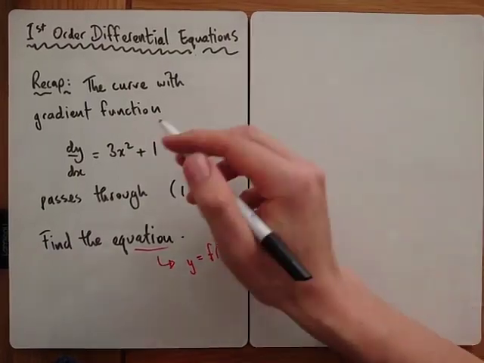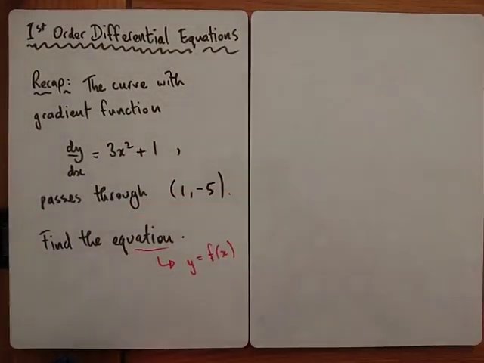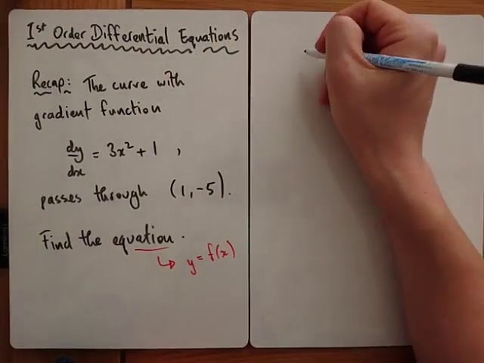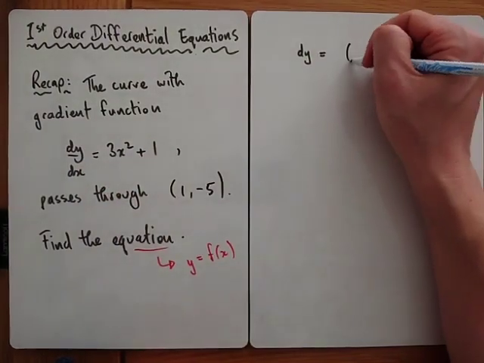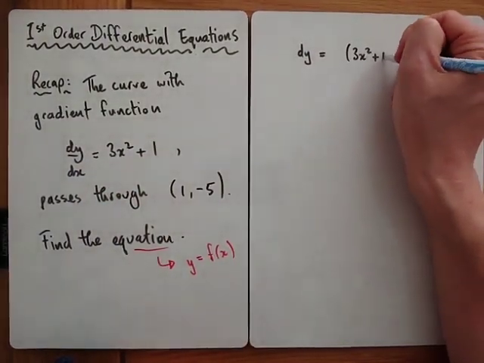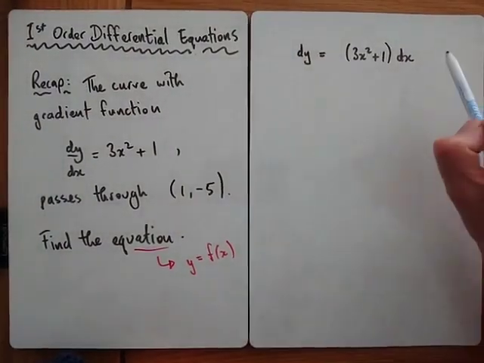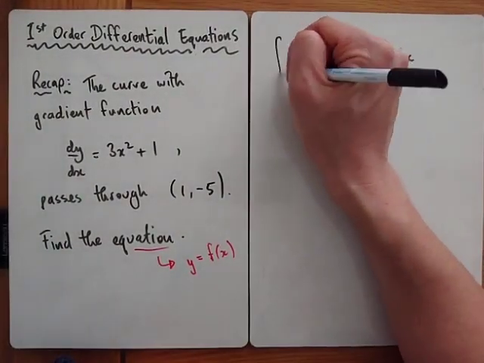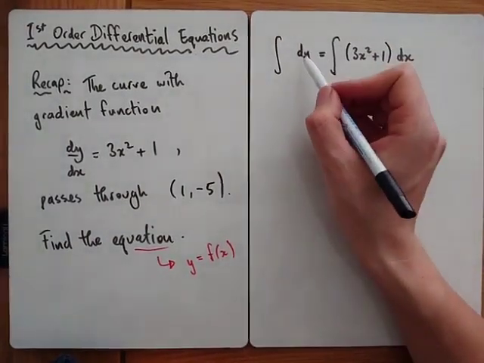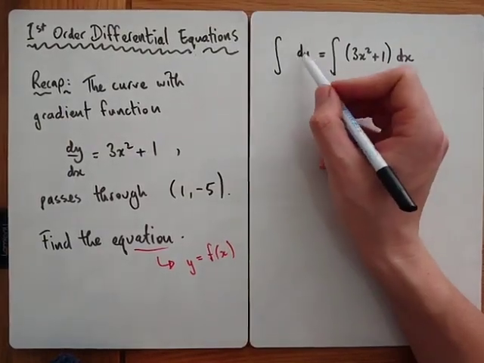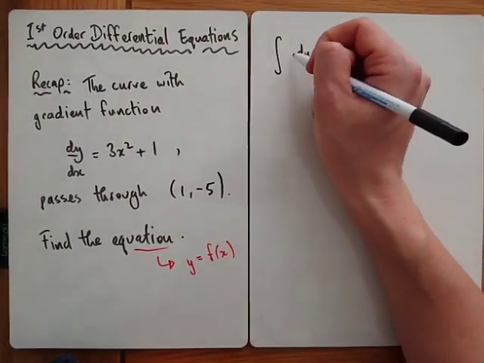The technique that we're going to use is separation of variables. So see that dy by dx, we're going to treat it like a fraction, and we're going to multiply up by the dx. So we'd have dy equals (3x squared plus 1) dx. And then we can integrate both sides. So we've got the x's on one side with the dx, and we've got the dy on its own. Sometimes we'll have y terms with the dy, but for this first one, we've just got dy on its own.